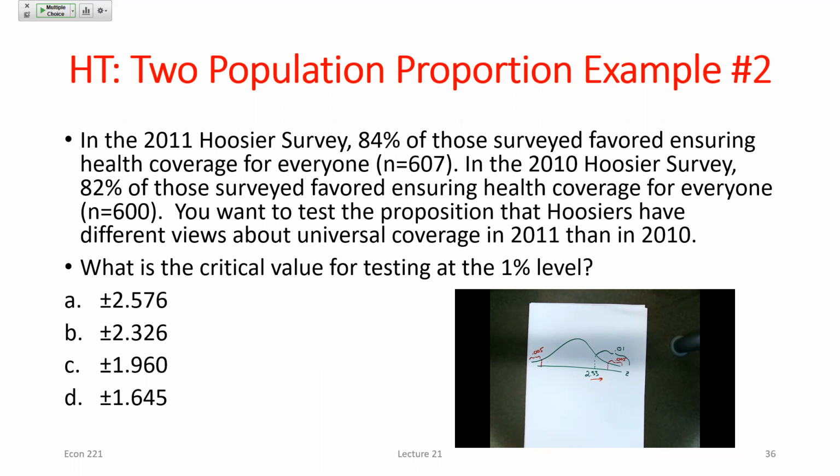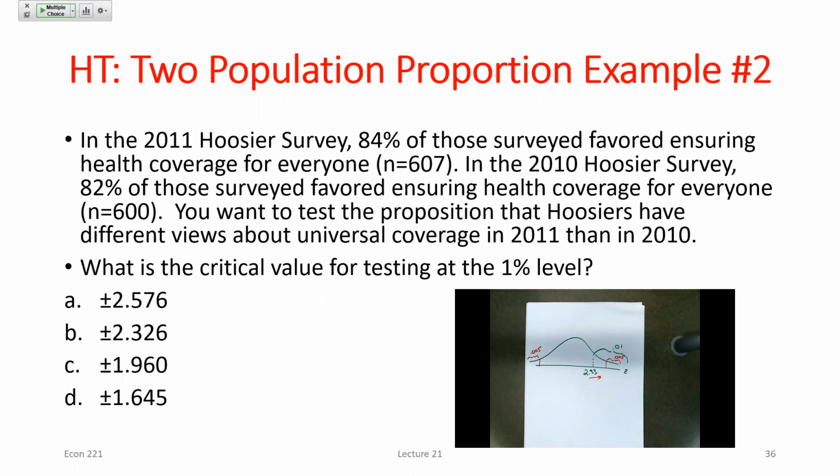Is that clear, just from knowing the principles behind what I'm doing here? If I want a smaller area in this tail, I need to go out a further number of standard deviations. Going from a one-tailed to a two-tailed test, instead of wanting alpha in the tail, I wanted alpha over 2 in each tail.